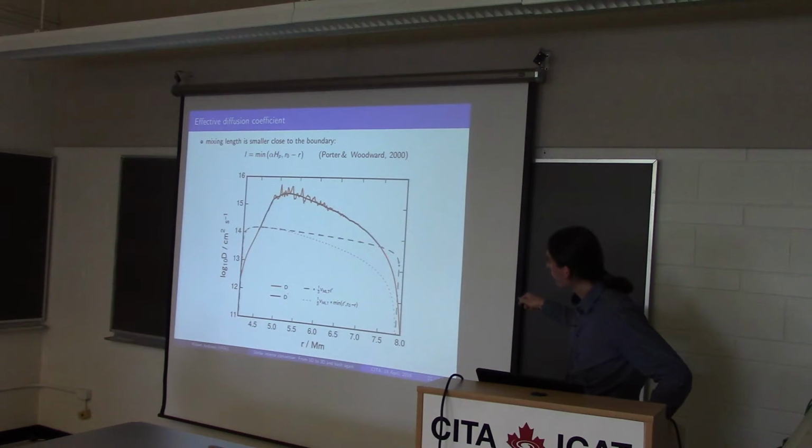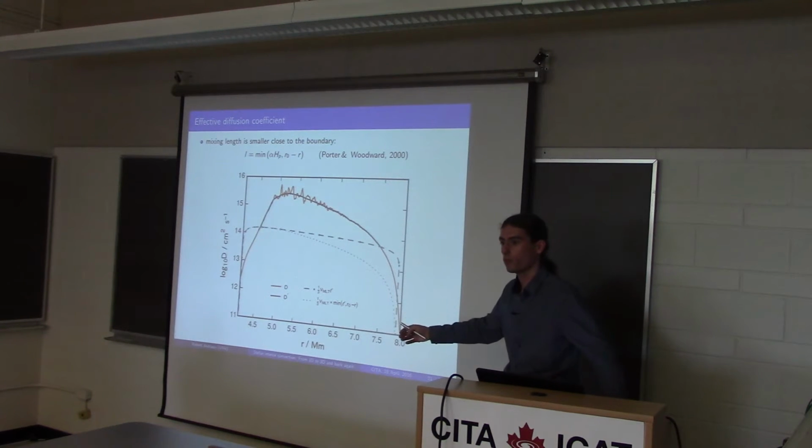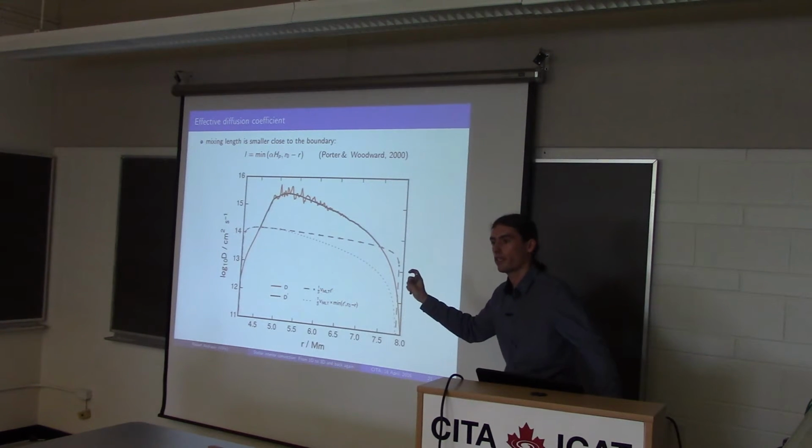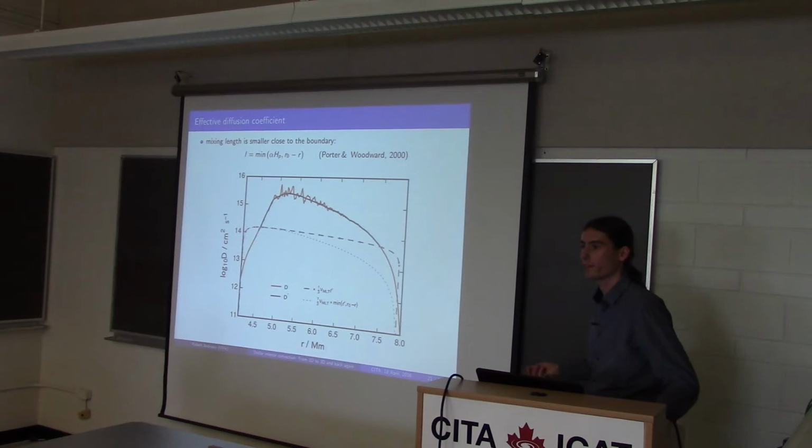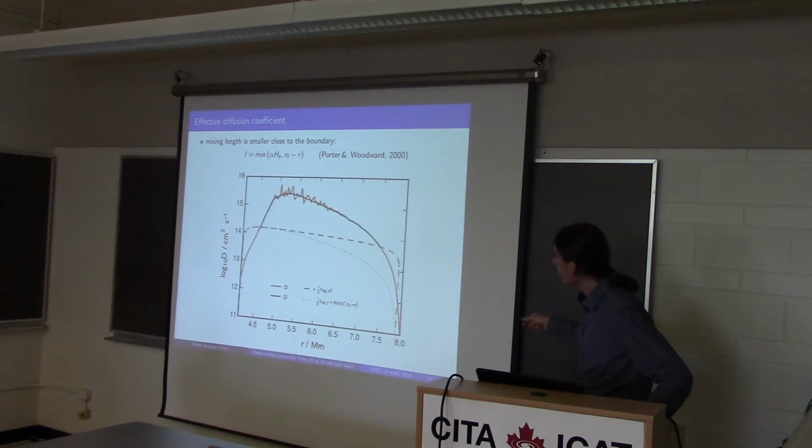If you want to get this shape, then instead of the mixing length in the prescription for the diffusion coefficient, you can take not a constant, but a minimum of what is usually taken and the distance to the convective boundary. So as you go closer to the boundary, you decrease the typical mixing length, which sort of makes sense physically. And then you get this curve. It's still too low, but at least it has about the right shape.